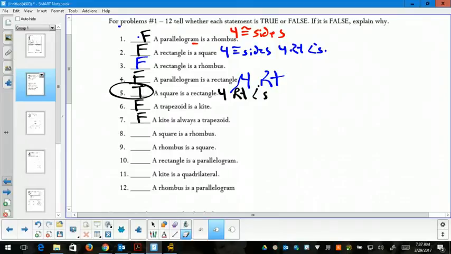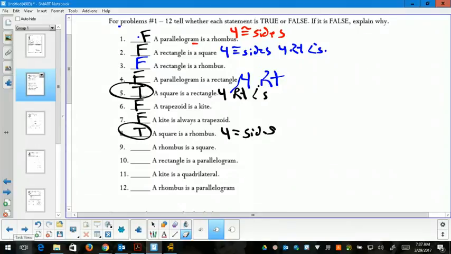A square is a rhombus. Ashley, what's the definition of a rhombus? Yep, 4 equal sides. Does a square have that? Then a square is a rhombus. Wait, but even if it doesn't have 4 right angles? Well, a square will always have 4 right angles and 4 congruent sides, but it can also be called a rhombus because it meets the definition of being a quadrilateral with 4 congruent sides.